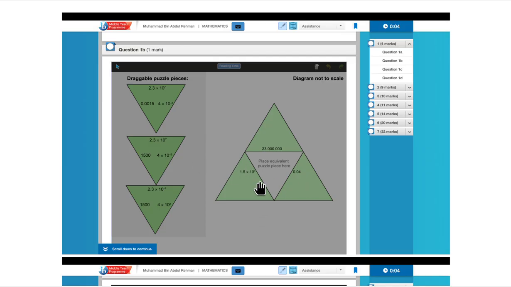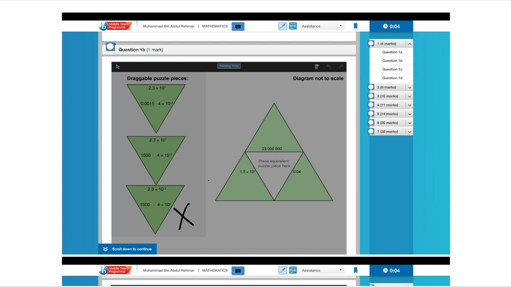Now, for this part, we have 23 million, the value above. And we have the options 2.3 into 10 raised to the power of 7, and into 10 raised to the power of negative 7 here, the third triangle. The third triangle tells us negative 7. So automatically we should eliminate the third one.